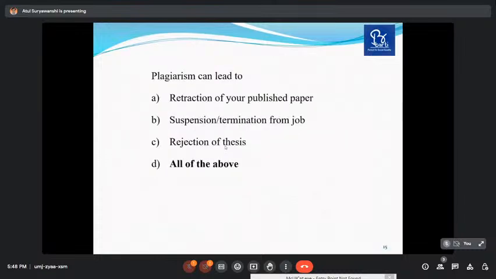The next question is, plagiarism, literary theft, can lead to what? Retraction of the published paper, suspension from the job, rejection of the thesis, or all of the above. If it is strong plagiarism, the university or the college can take all of the above actions. Our published paper can be retracted. We can be terminated or suspended from the job. Cases can be rejected in the university. And we have to face some sort of penalty.